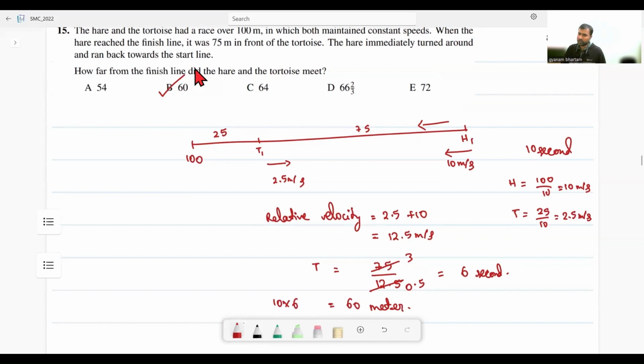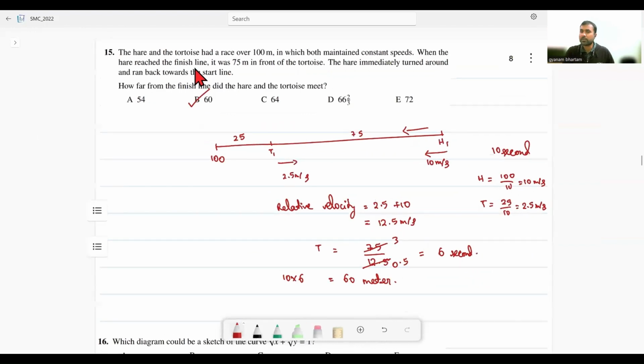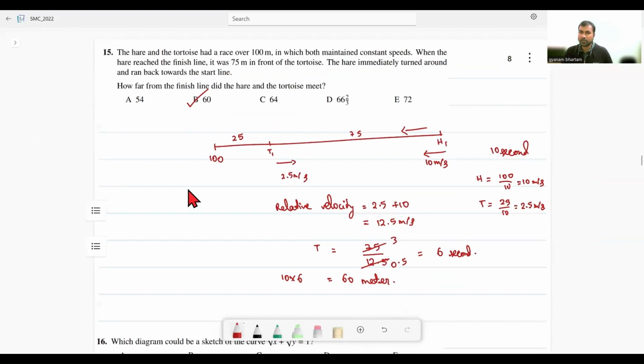So time is not important. It means you can consider any time. You can consider 10 seconds, you can consider 20 seconds. 10 is quite easy to calculate. This is the reason I took it, and it will give you the same distance.